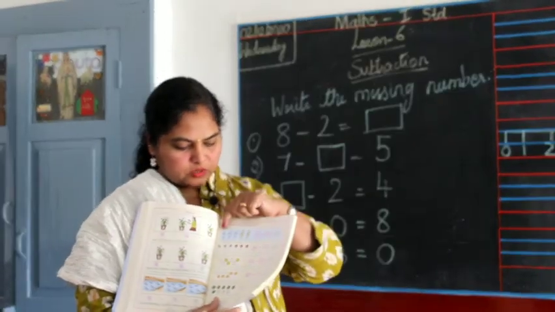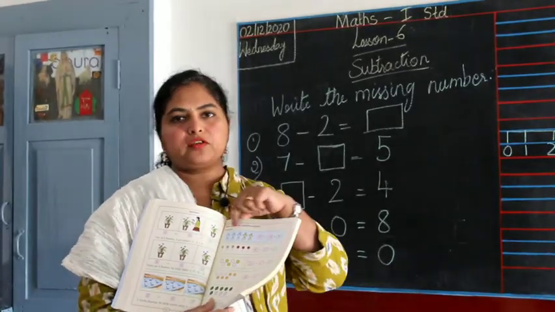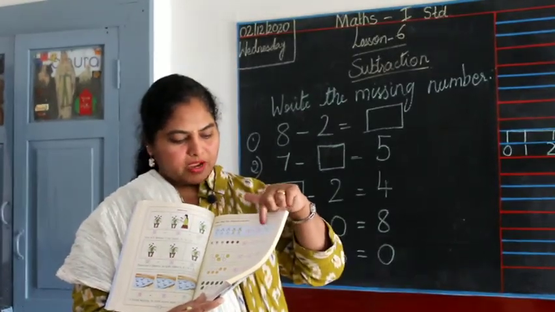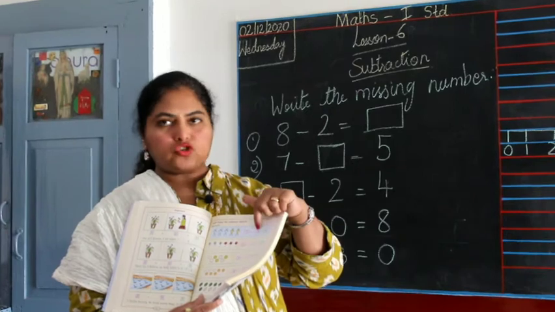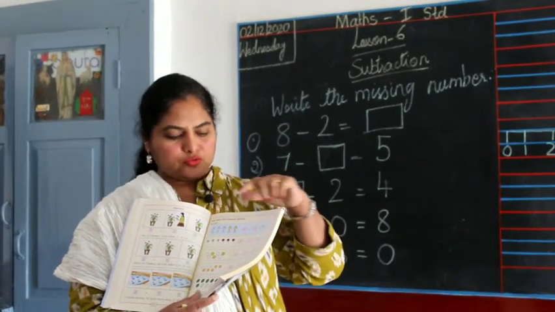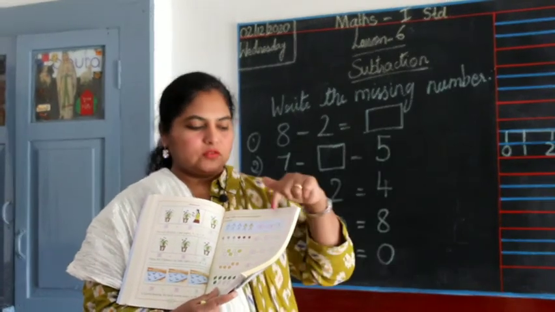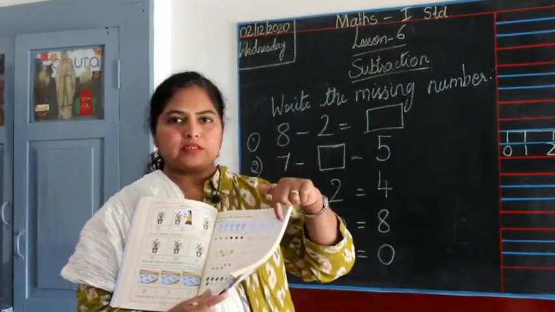So the first one is you have 1, 2, 3, 4, 5 figures. 2 are colored in yellow. So 5 minus whatever is colored in yellow, which is 2. So 5 minus 2 is what is left. 1, 2, 3 which is not colored. So that's 3. So 5 minus 2 is 3.